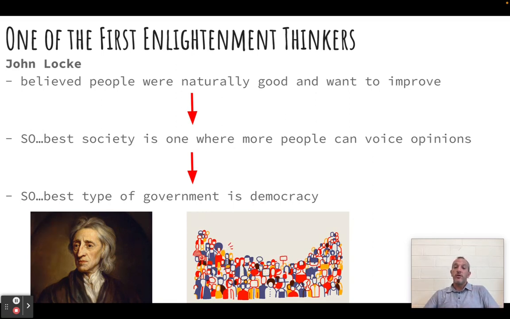He said, as a result of this, so again, this is his logic, this is very scientific. If people are naturally good and they want to improve, and the best society is one where people can voice their opinions, and that's how we improve, then you need a government where people can express themselves. And to him, the best type of government was democracy.